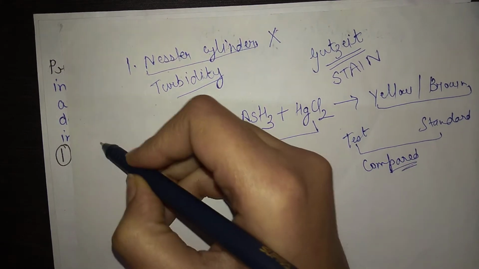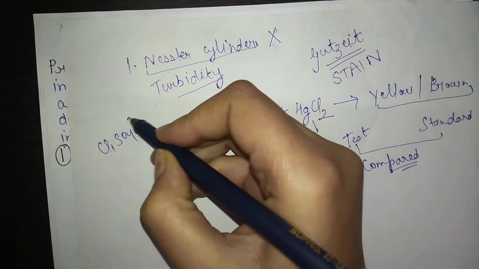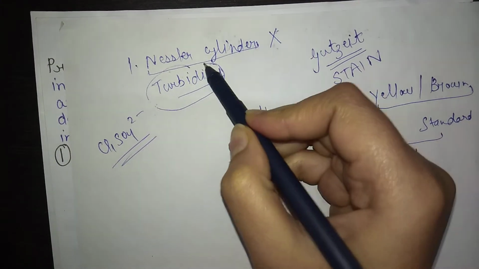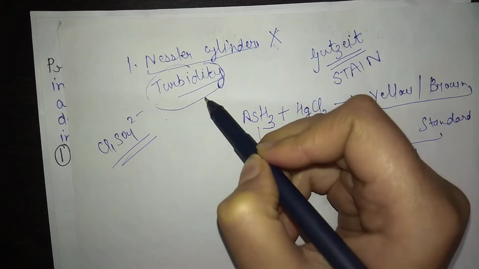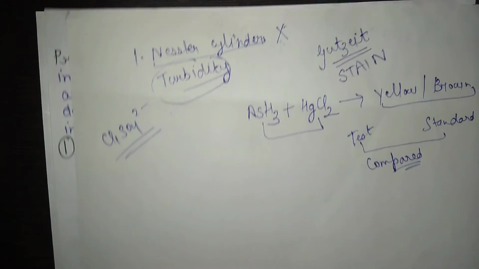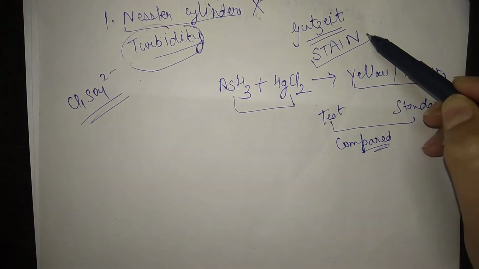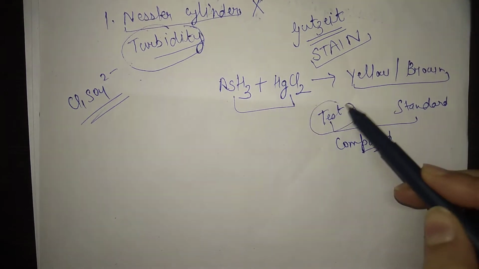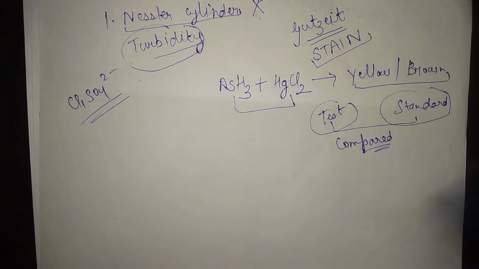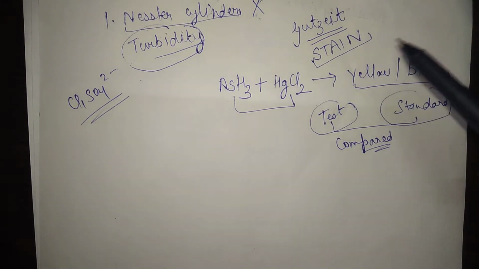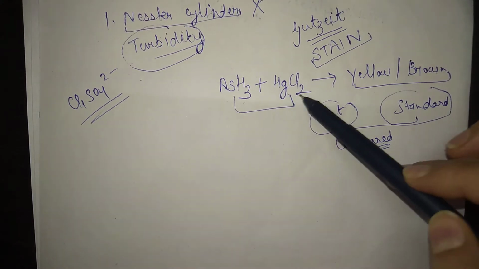So in the limit test for chlorides and sulfates we used to compare the turbidity produced by the test solution to that produced by the standard solution. Here the same thing happens, but we compare the intensity of stain produced by the test solution to that produced by the standard solution. The rest of the things are the same, the basic concept is the same, but here the stain will be produced by the arsine gas on mercuric chloride paper.